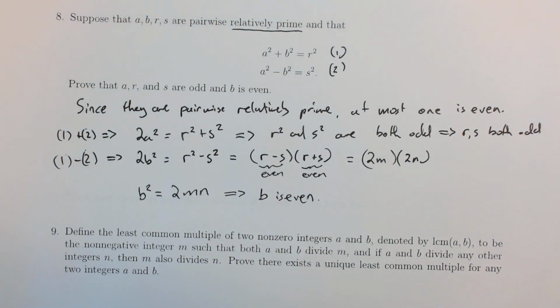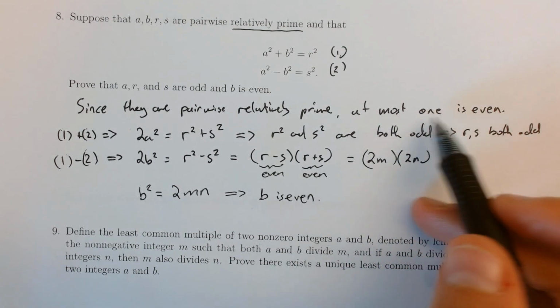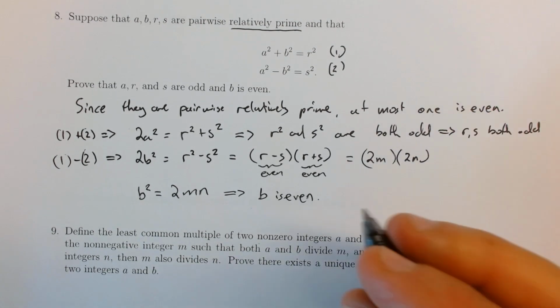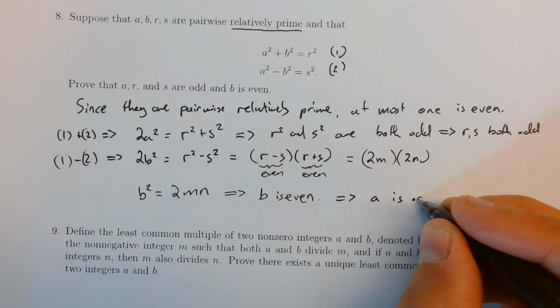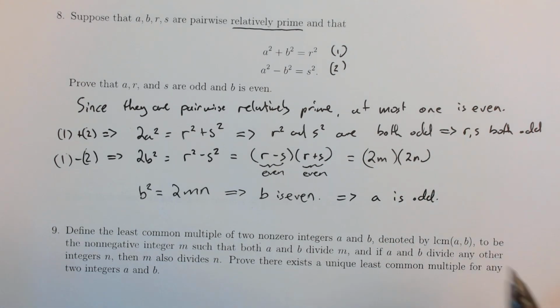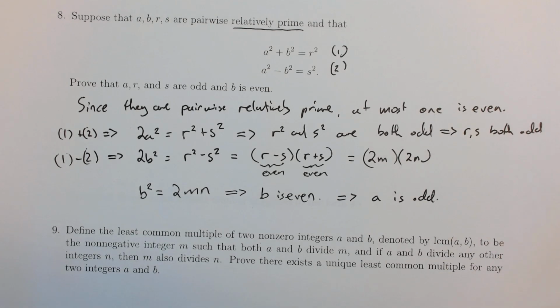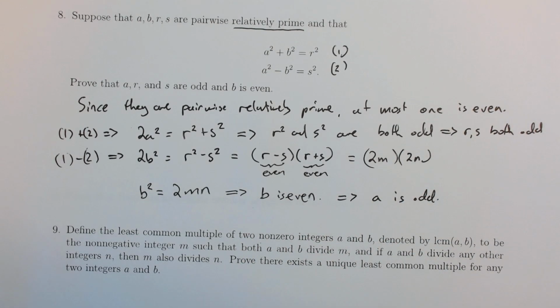And that does it. That also shows a is odd, because remember, at most 1 is even. So from our original setup, this also shows that a has to be odd. That doesn't come from any of the equations. That just comes from the fact that they're pairwise relatively prime. So since b is even, a can't also be even.